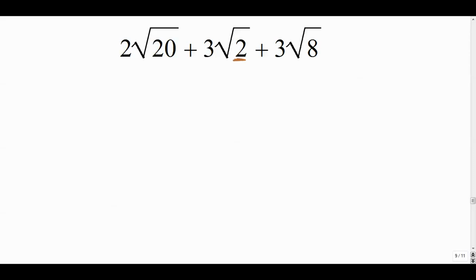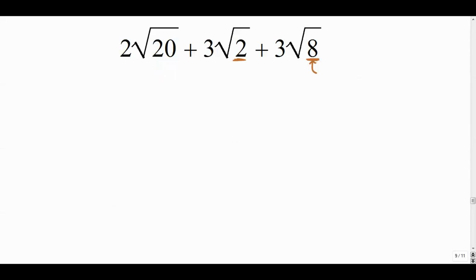And this is kind of our clue. 2 is of course a prime number. You can't simplify that anymore. So that might help you to figure out what you need to simplify these two radicands to be. Can we change radical 20 into something with a base of 2? And I think we probably can.